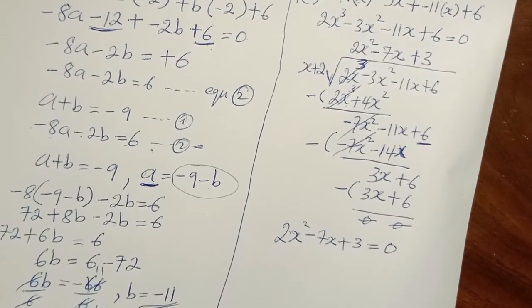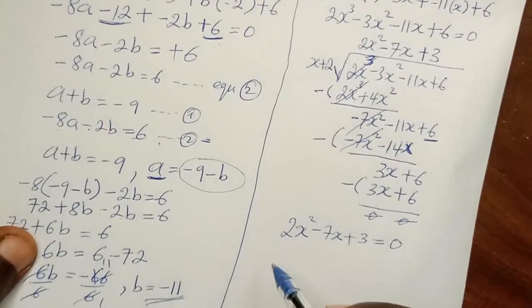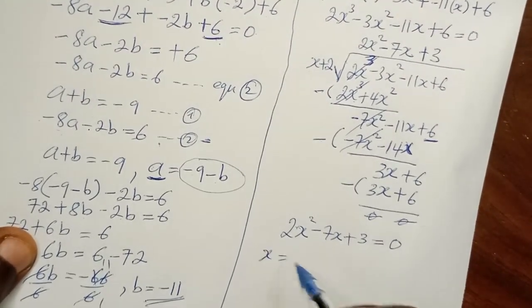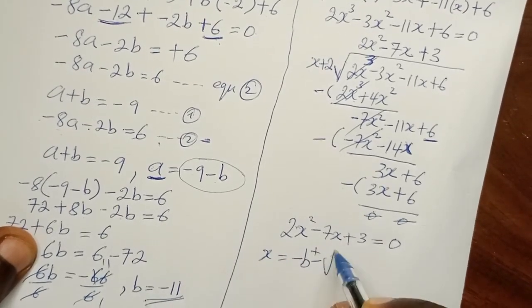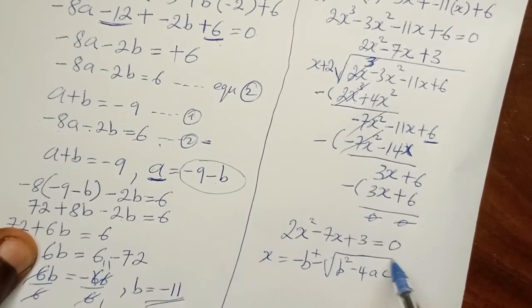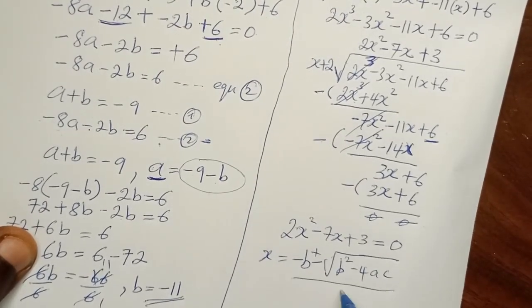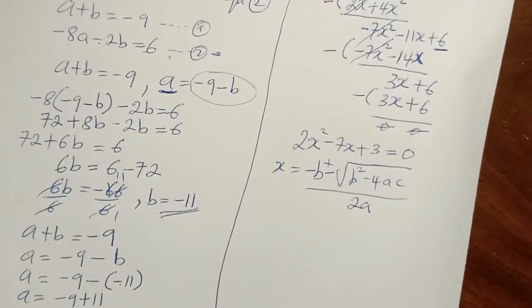And to look for the values of x, we are going to use the quadratic formula that states that x is equal to minus b plus or minus square root of b squared minus 4ac, divided by 2a. So now we need to formulate.